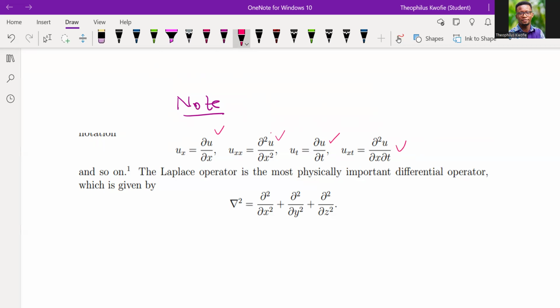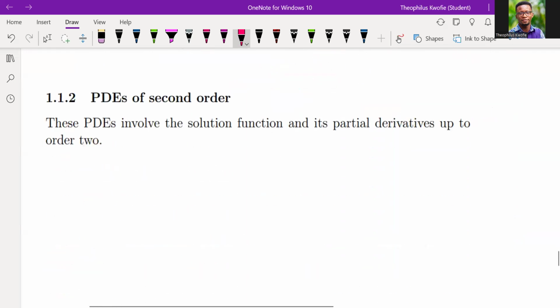Okay. And then we call this one the Laplace operator. So I want us to take notes. Anytime I say the Laplace operator, I mean to say this. Okay. So the Laplace operator is this. And I would say that it is the most physically important differential operator, which is giving us that. Okay, very important. So let's take note of that.